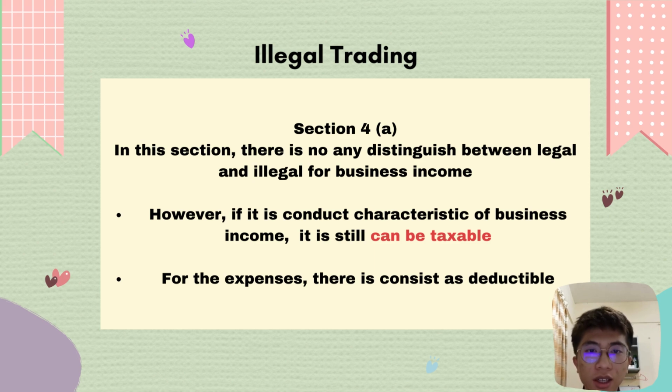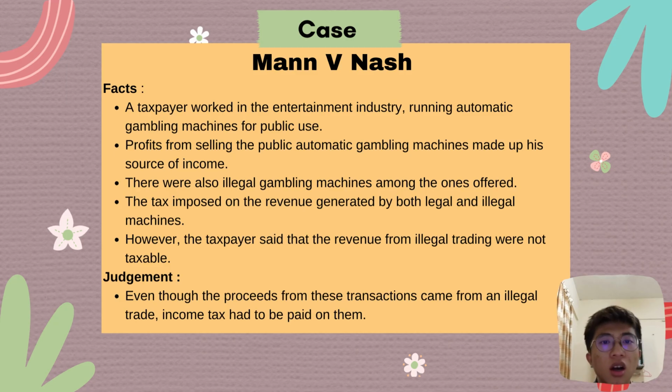Okay, in Section 4A, there is no distinction between legal and illegal business income. If it is conduct characteristic of business income, it can be taxable. The expenses are considered deductible. Okay, now we see the related case. It is Mann versus Nash.